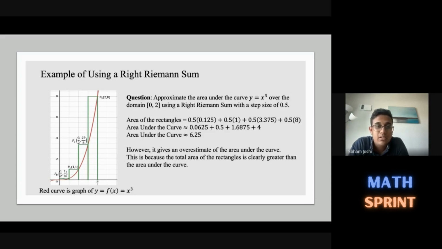You see that because the total area occupied by the rectangles is greater than the area occupied by the region we're measuring. A general rule that you should know. You can understand this idea if you just view it graphically. When a function is increasing, the right Riemann sum is always an overestimate of the actual area. But when a function is decreasing, the right Riemann sum is an underestimate of the area under the curve. You can take that as a rule of thumb.